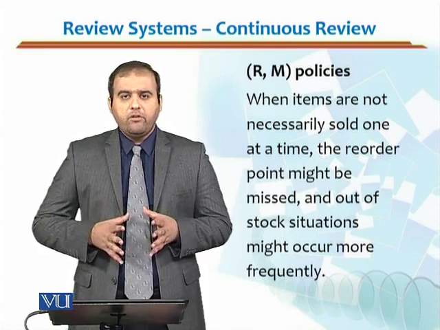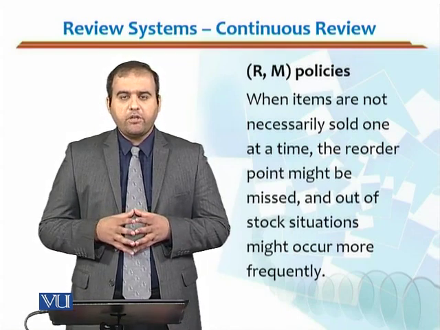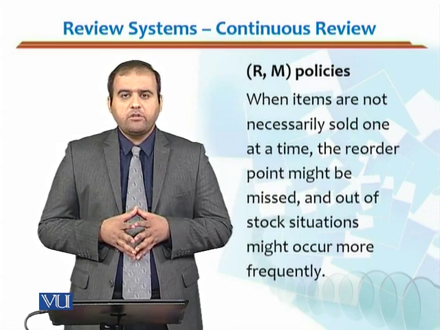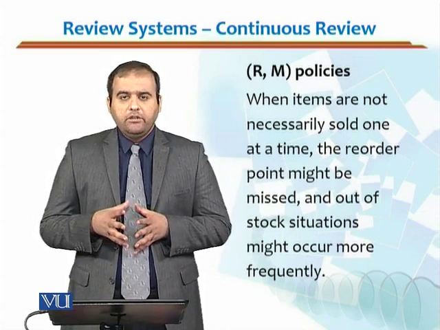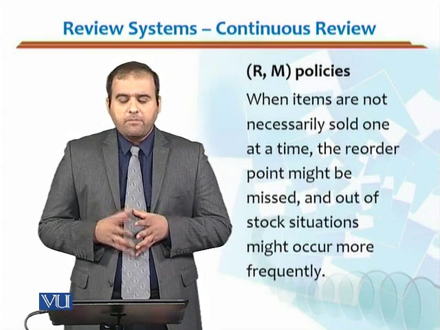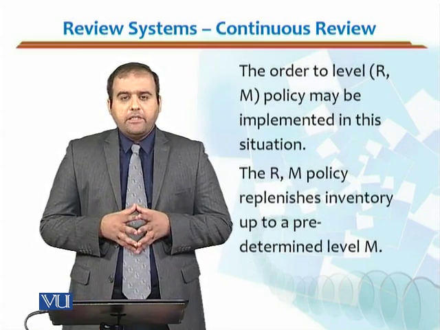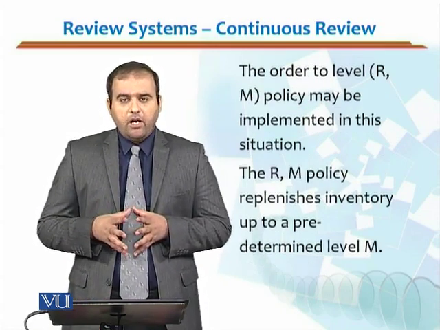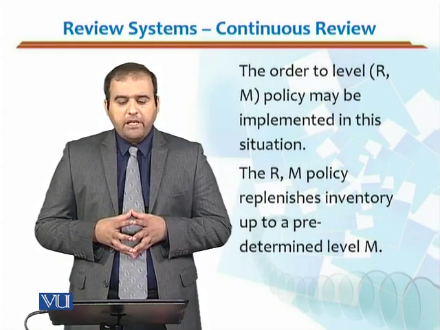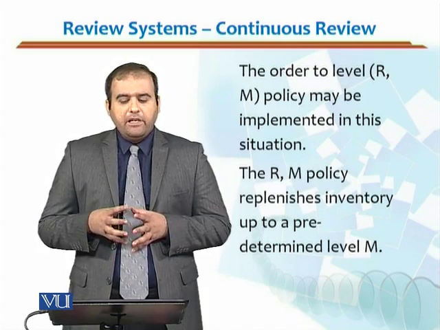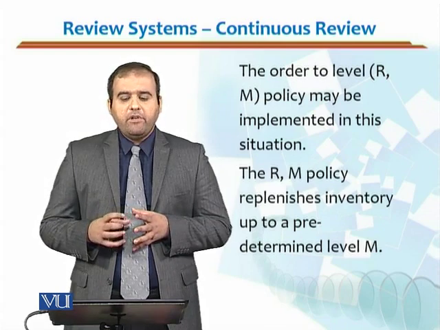In 1 week, if I say 20 units would be sold of that inventory and my Q is, let's say, 20, and after that the reorder point comes, let's say those units were not sold as you forecasted. So then you could have extra stock with you. What RM policy would actually do is, the order-up-to level M may be implemented for the situation where your inventory would be replenished up to a predetermined level M.